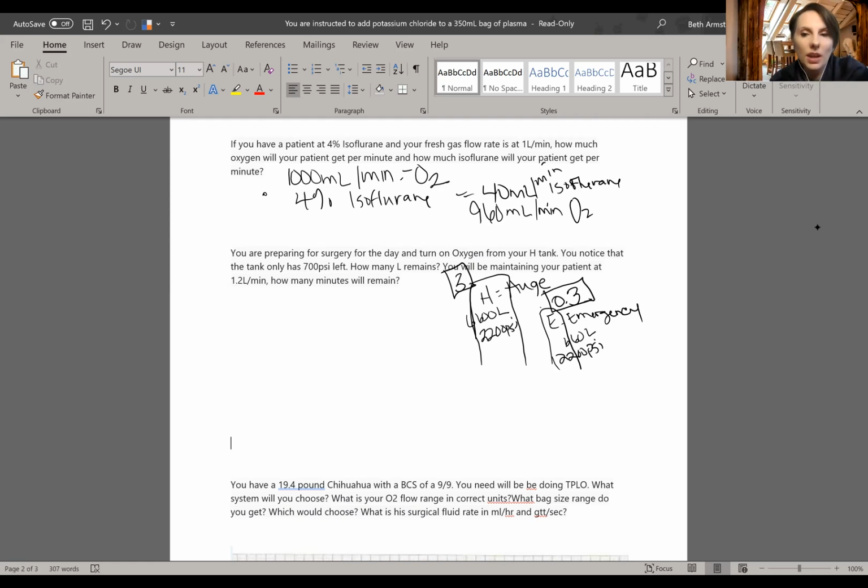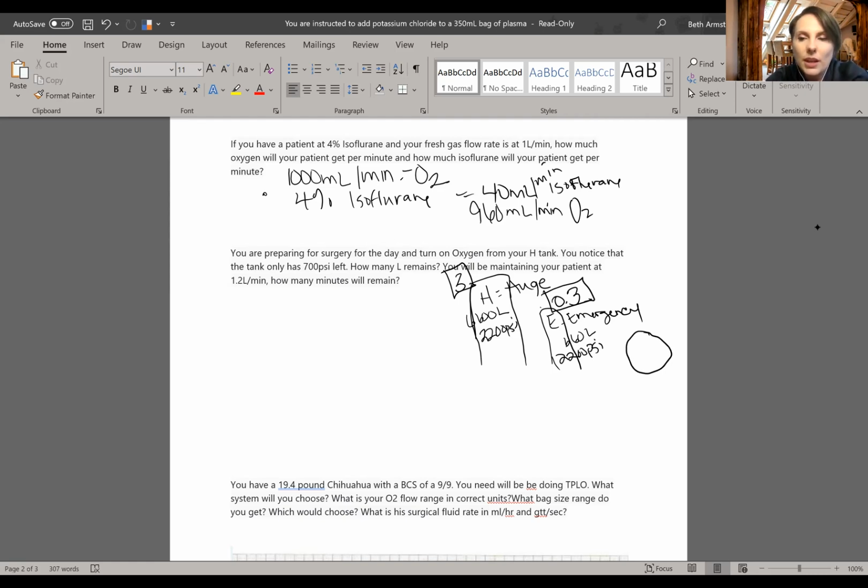So that is kind of the concept of what you need to know about these tanks, at least for this. So when you get into practice and you turn on your oxygen each day, there's like a little manometer gauge that you look at.